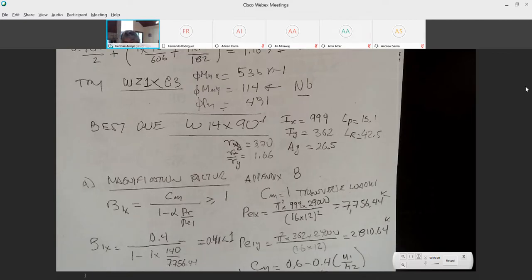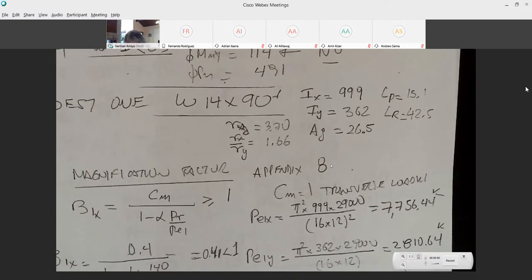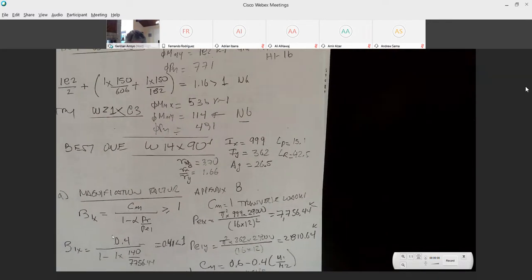I wanted to do the magnification factors because for the weak axis, we haven't done the magnification factor. And I know that there is confusion whenever you try to solve the problem and you look at the solution manual; sometimes you don't know where they are obtaining the number. So we do have to go to appendix number 8 for the magnification factor.